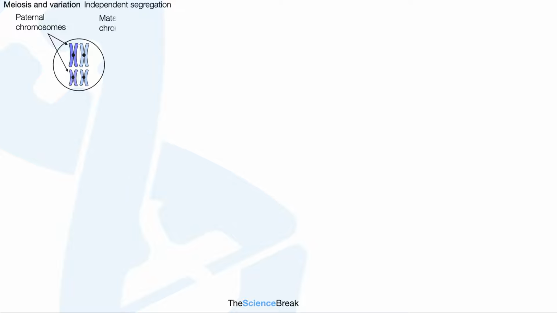Meiosis and variation. Meiosis can contribute to variations in individuals. First thing is independent segregation. Here we have two pairs of chromosomes aligned in their homologous pairs. On one side we have the paternal chromosomes that are given by sperm cells from the father, and here we have maternal chromosomes given by the egg cell from the mother. When homologous chromosomes line up, they don't always align in the same way.